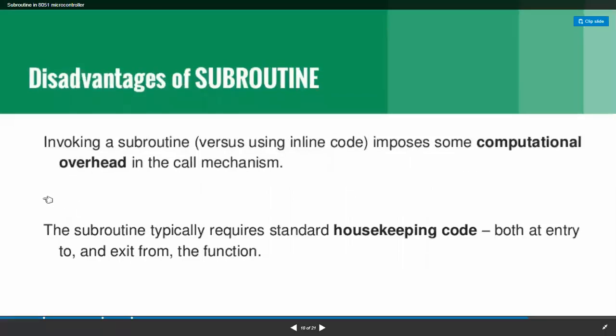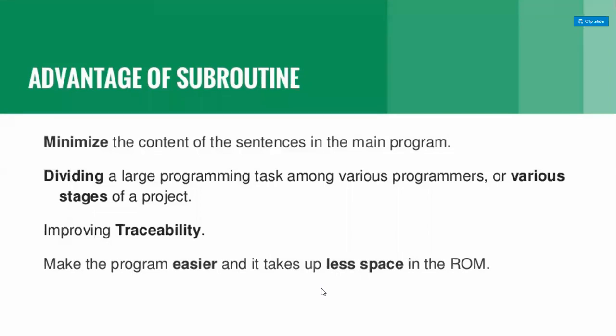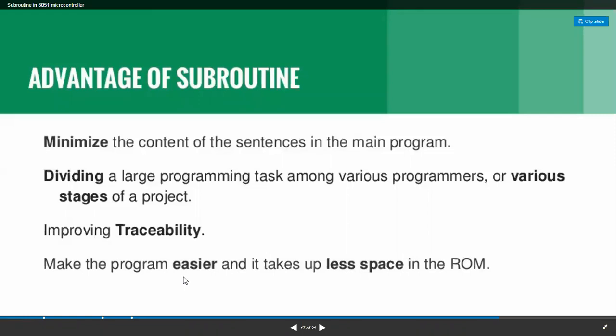So these are the advantages of subroutine programs. It is going to minimize the content of the main program, so the main program becomes smaller, and it divides a larger program into multiple tasks. Correct? And it improves traceability, so we can easily trace where the processor is and what it is executing. Writing a program is easier, and it takes less space in the ROM.